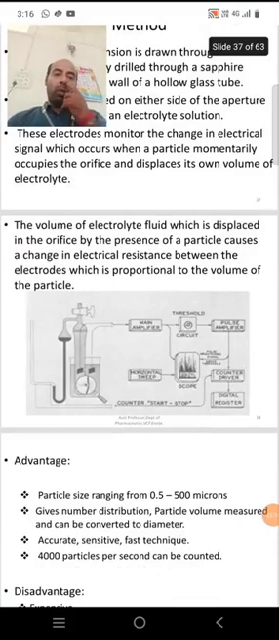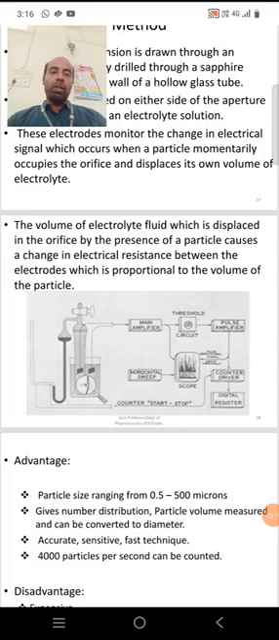The volume of electrolyte fluid which is displaced in the orifice by the presence of a particle causes changes in the electrical resistance between the electrodes, which is proportional to the volume of the particle.